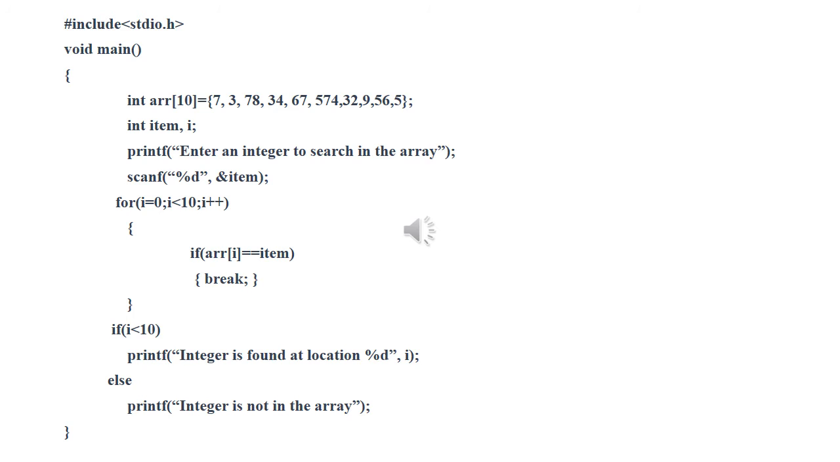Here I just write a statement. If arr[i] is equal to item, then break. This means if you find the match, come out of the loop. We will decide what to do or what to say to the user after we come out of the for loop.